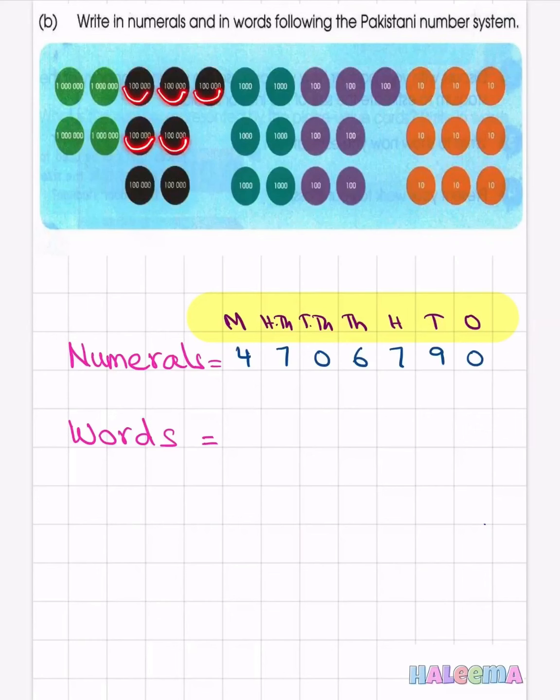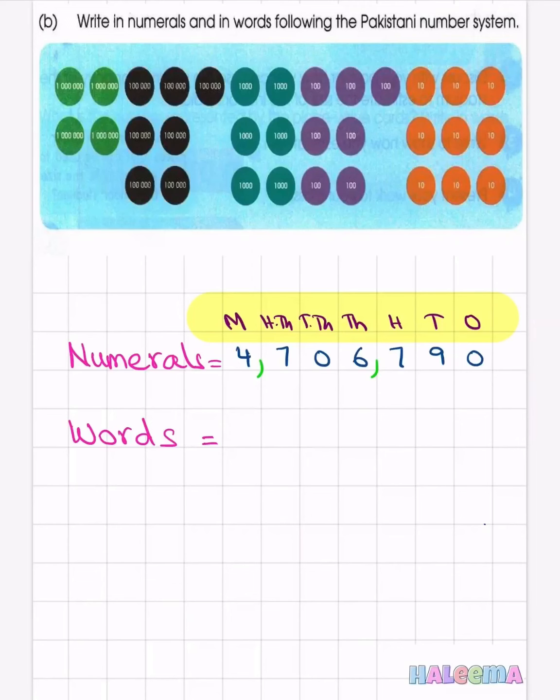We have 700,000. And lastly, let's see how many millions we have, okay? We have 1, 2, 3, and 4. We have 4 millions, which I've written in the place of millions, right? Now let's write these numbers into words. Firstly, let's divide the numbers and then we're going to write them into words. 4,706,790. Now let's write this in words, okay?